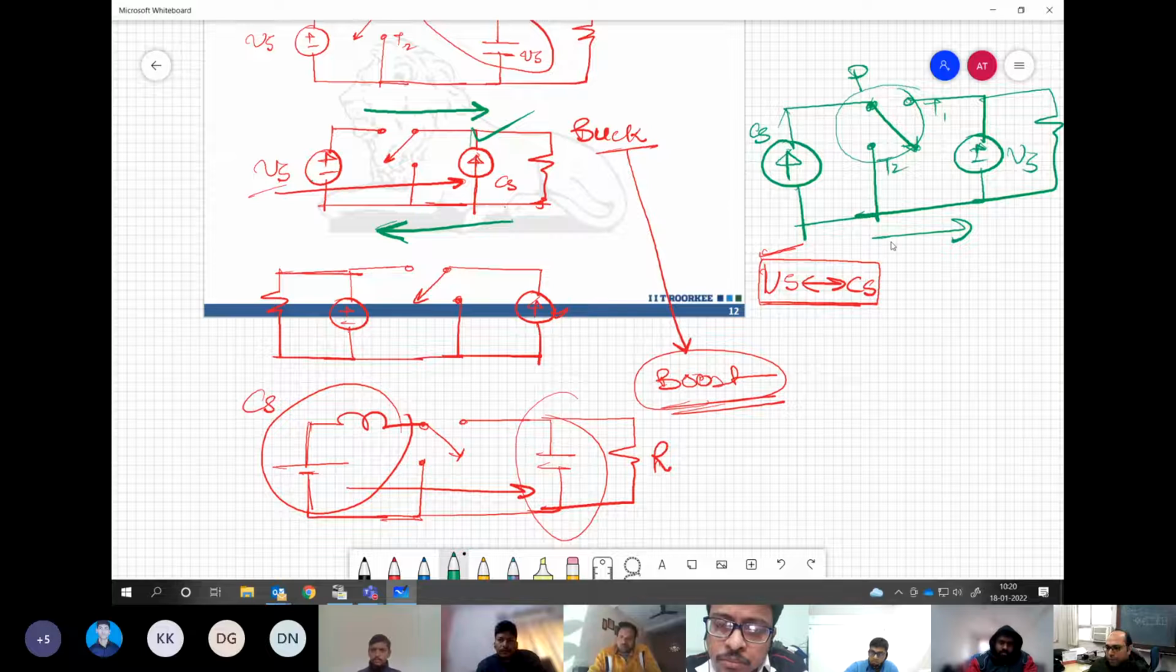Am I clear? Even if it is a buck converter or boost converter, whatever, the current source is always connected to the pole. That is never going to change, because we must ensure that the current source is never open circuited.